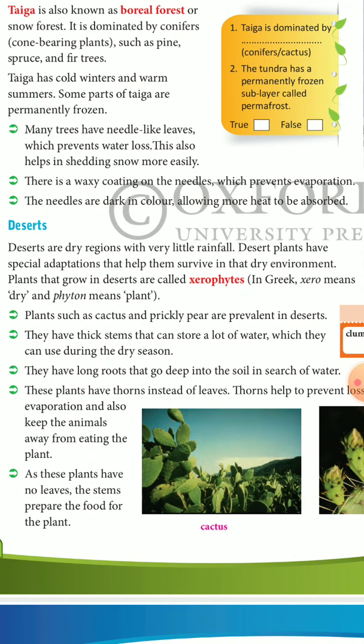Clear? And the food production, which was done in the leaves, these functions will now be carried out by the stem. The stems are thick, and the stem mostly carries out the food production.